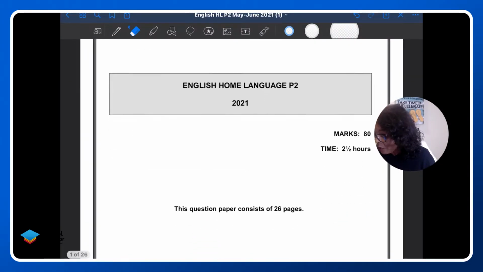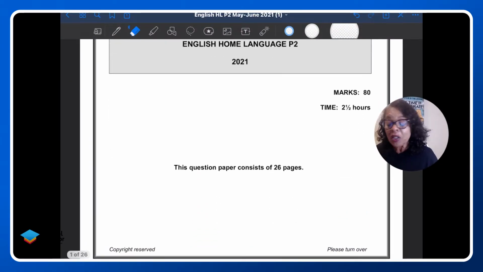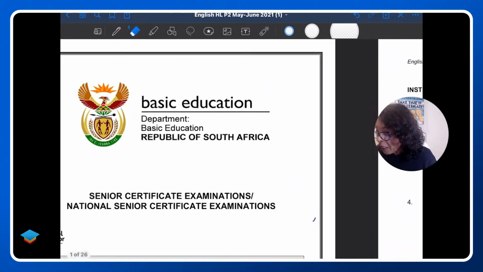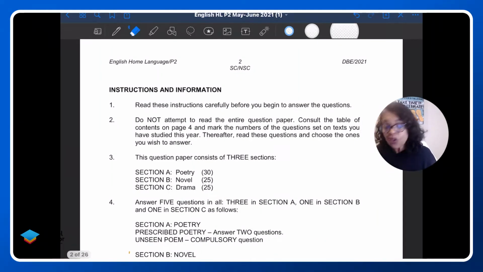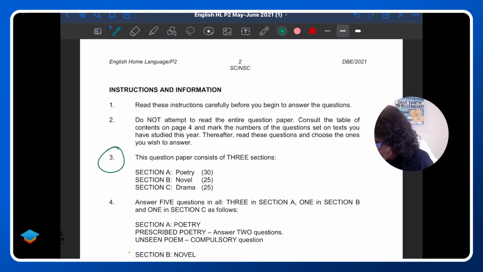There you can see it, and you can see this question paper has 26 pages, but don't worry, you don't have to waste time reading all those 26 pages. You can just go to the instruction sheet. I'll just give you a summary of this to help you understand what you need to look out for when you do your Paper 2. And I want you to just focus on instruction number 3, which is that this question paper consists of 3 sections.